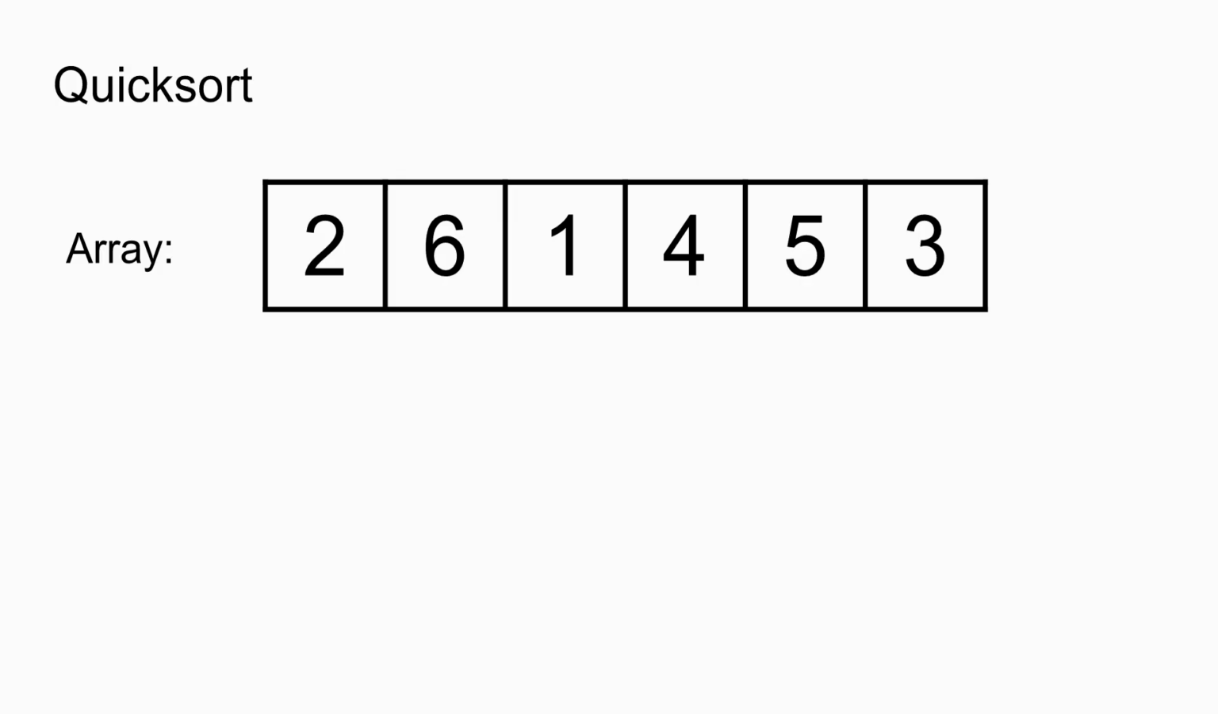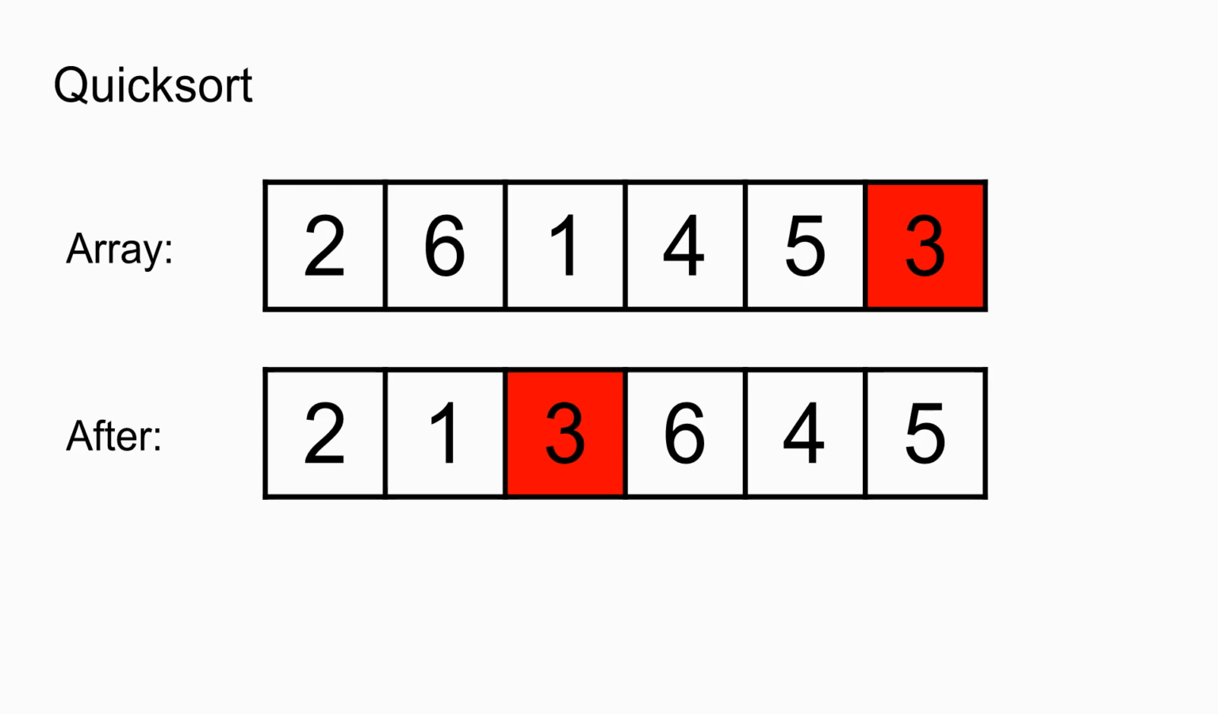Now I have a diagram here. And the way that the pivot is chosen in a lot of algorithms is it's just the last number of the array. So in this case, 3. And what we do is we move 3 to the center, and we move all the numbers smaller than it to the left and all the numbers bigger than it to the right.